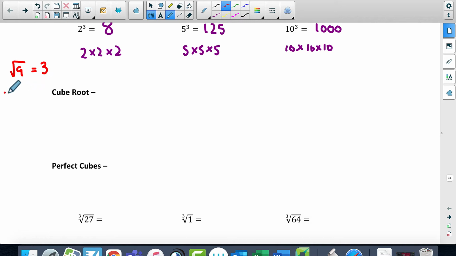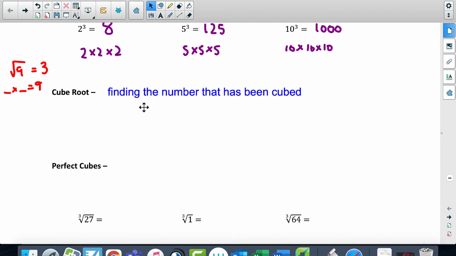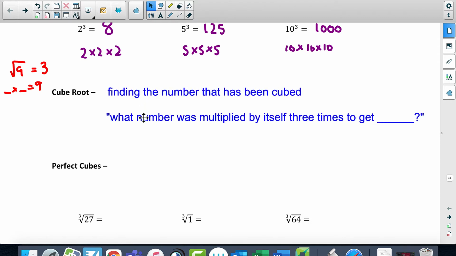Because we were looking for a number that multiplies by itself to give the radicand, that inside number there. And what multiplies by itself to give 9? It's 3. Well, now with cube root, you're not looking for a number that multiplies by itself 2 times. You're looking for a number that multiplies by itself 3 times. What number was multiplied by itself 3 times to get whatever number's inside the radical sign? So you're finding the number that has been cubed.